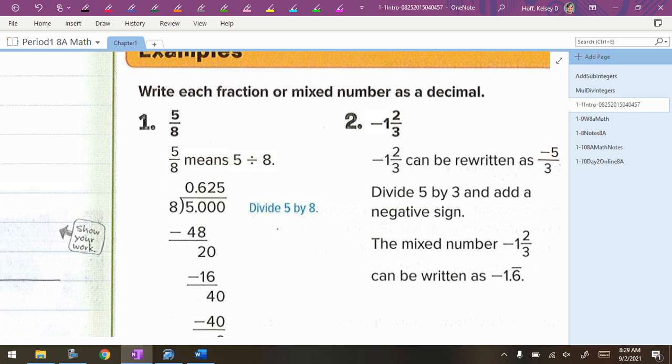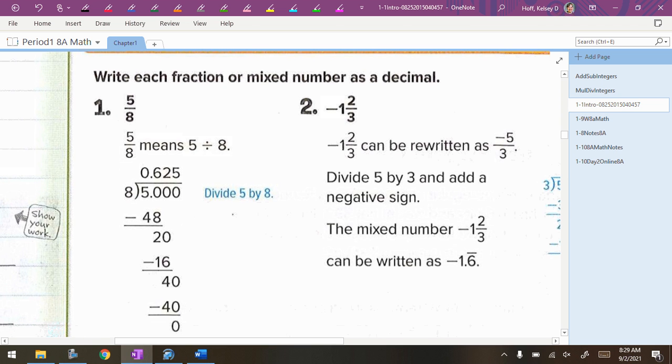Okay? Sometimes they're going to give us mixed numbers. A mixed number means it's greater than 1. So this whole number out here is going to go in front of the decimal point. Then you're going to type 2 divided by 3 on your calculator. 2 divided by 3. And your calculator probably says 0.66666666667.